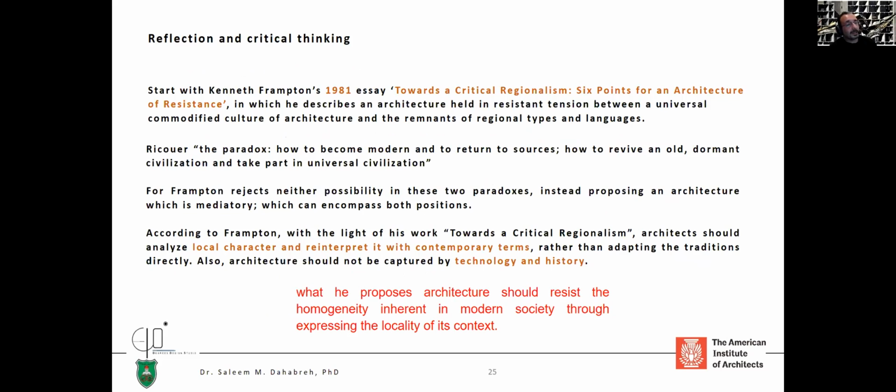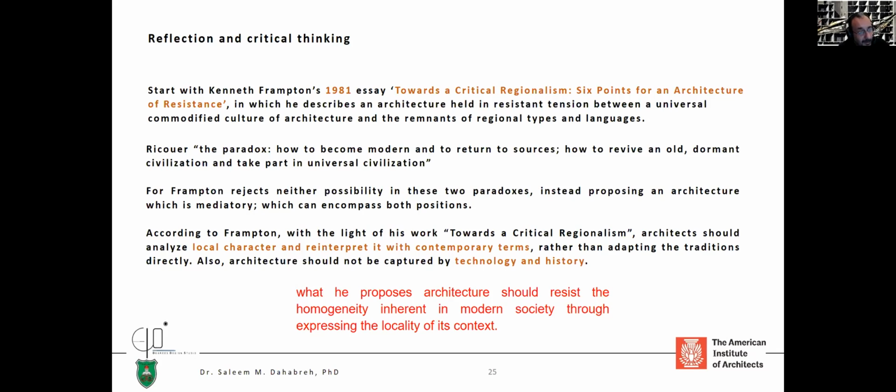The first two articles that talked about criticality in architecture: the first was by Kenneth Frampton in 1981 in his essay, and then a book in 83, Towards a Critical Regionalism: Six Points for an Architecture of Resistance. He was describing an architecture that resists, that expresses the tension between universal commodified culture and the regional types and languages. So the first call for resistance in architecture per se, in a formal essay or research, was by Kenneth Frampton, going back to the regional, to the power of the vernacular.